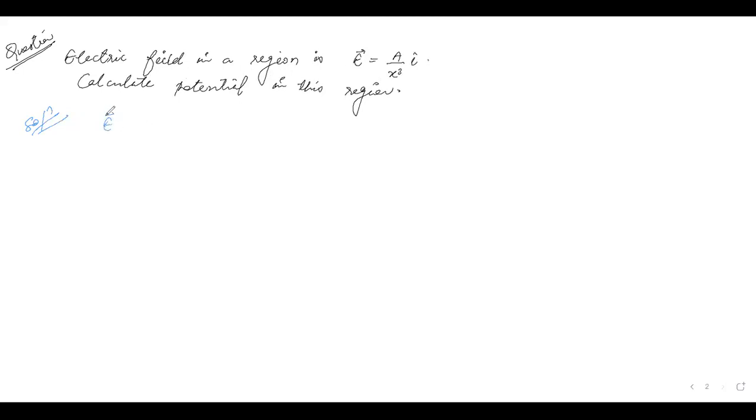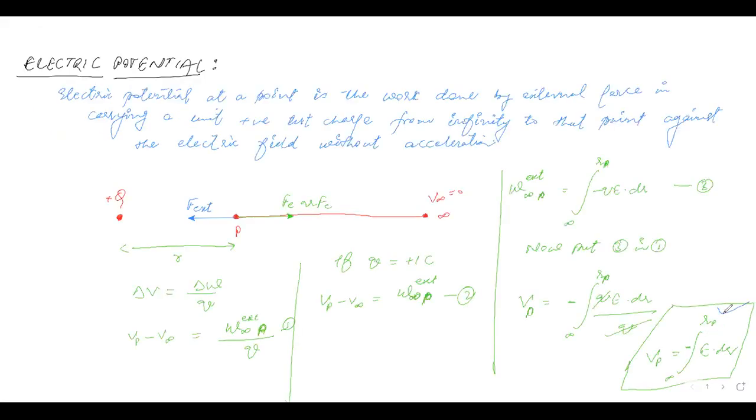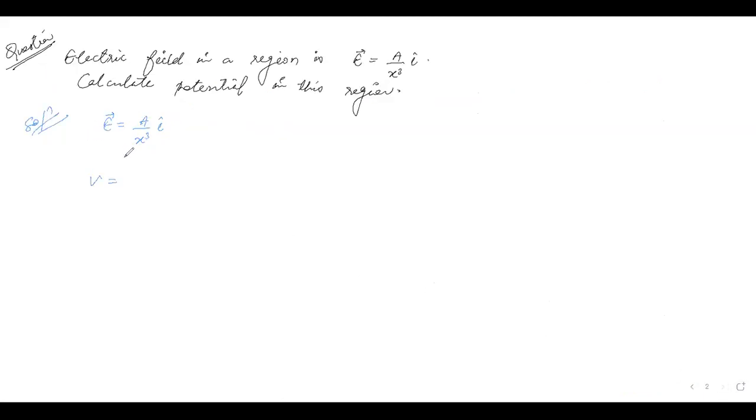The value of electric field is given as E is equal to A over x cubed i cap. Okay, and now what is the value of potential? We have already calculated the equation of potential is V is equal to integration of E dot dr with negative sign. Okay, so we are taking here minus of E dot dr from infinity to x. So you have value of E is A over x cubed i cap. So we can write integration of infinity to x, A over x cubed i cap.